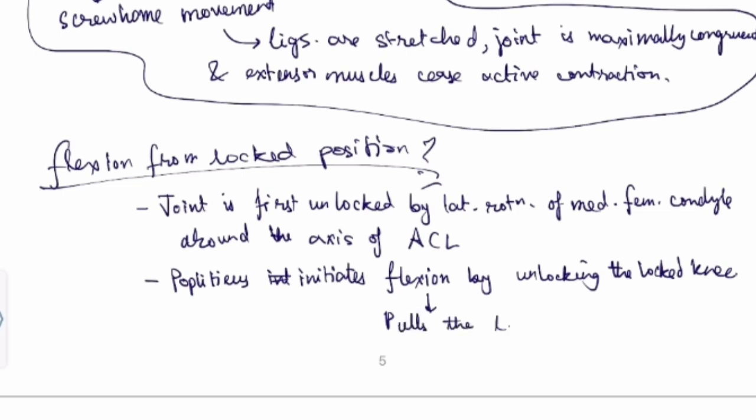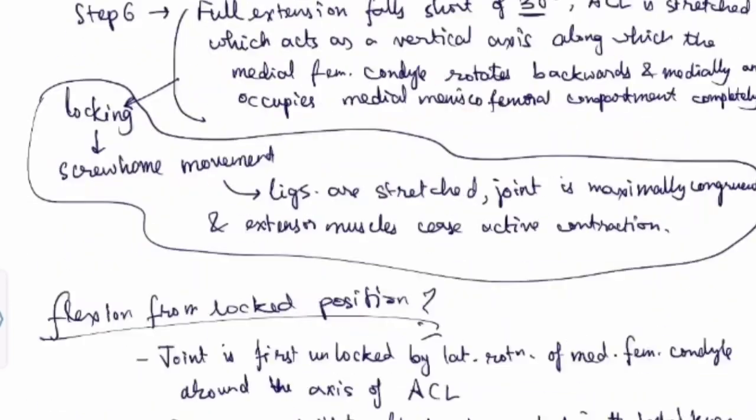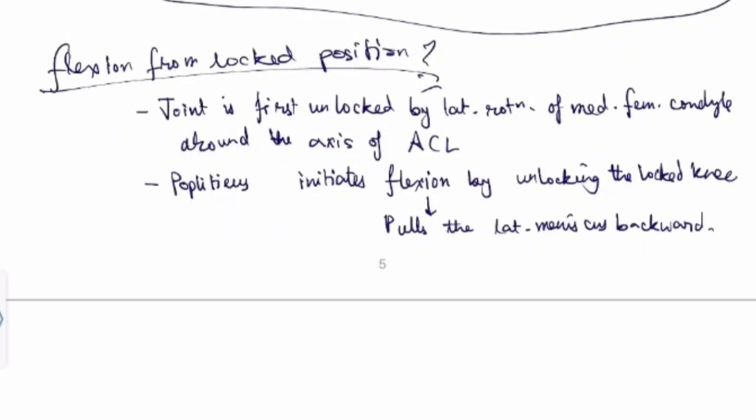Pulls the lateral meniscus backwards. Okay, so that's how it is done. Now if you want to go into the details of it, it's just a reverse of these things. So how are you going to write? First of all, I'm just saying it, I'm not writing it, because a question like that does not usually come. Usually you can explain that and then give these points.